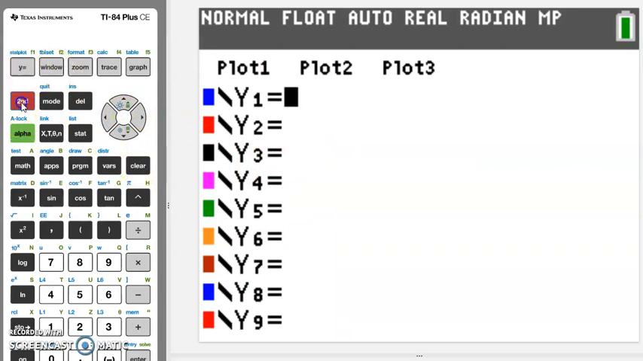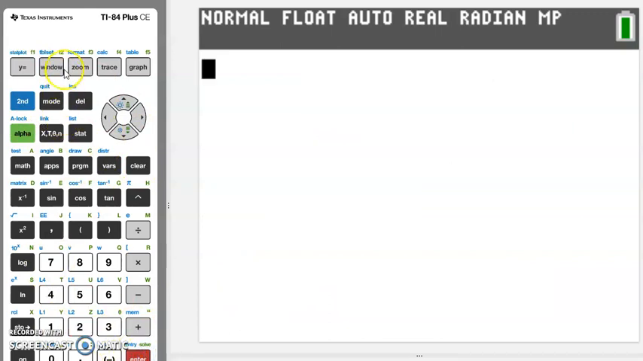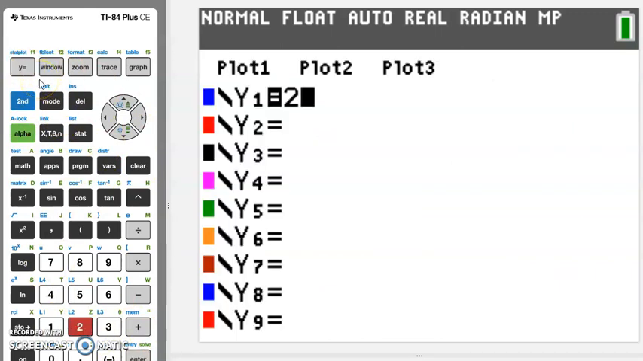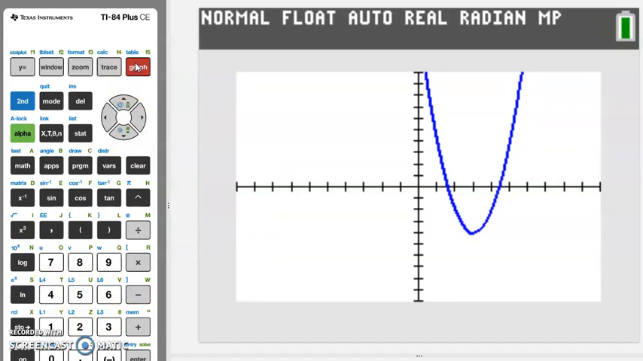We clear it. Second function plus 7, 1, 2. We'll clear your calculator and just hit enter. Hit y equals. We'll put it in with 2 bracket x minus 3, close your bracket, all squared, minus 4. We'll hit graph, and there's your parabola. We already labeled the vertex. That's a 3 and negative 4. I showed you that in vertex form it's quite easy, but I'll show you how to do it on the graphing technology as well.